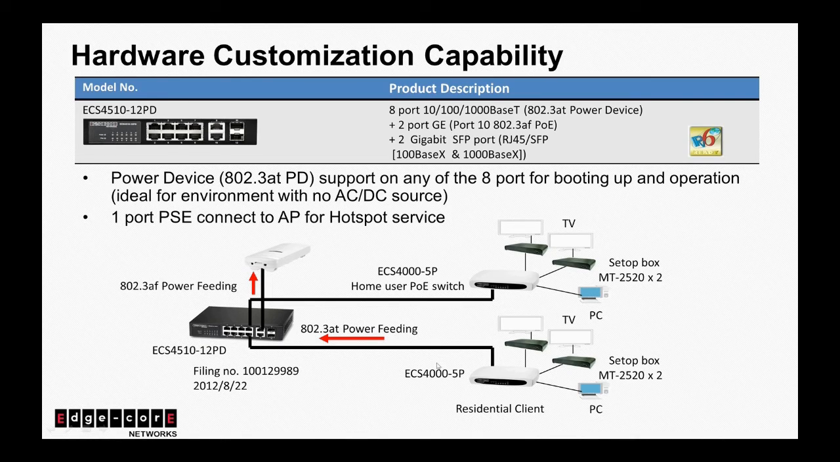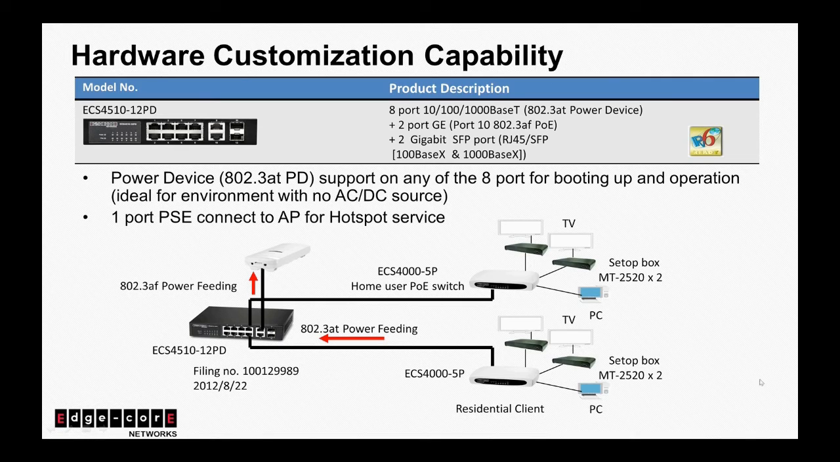Besides this, we also provide a port which can provide PoE power to an access point, so the service provider can also provide hotspot services to the home user. This is one of the examples.